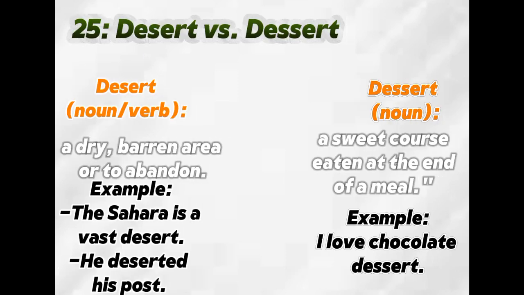All right, let's tackle desert and dessert. Desert can be a noun meaning a dry, barren area, like the Sahara is a vast desert, or a verb meaning to abandon, like he deserted his post. Dessert, with an extra S, is a noun meaning a sweet course eaten at the end of a meal, like I love chocolate dessert. So, desert can mean dry land or to abandon, and dessert is your sweet treat. Got it. Great.